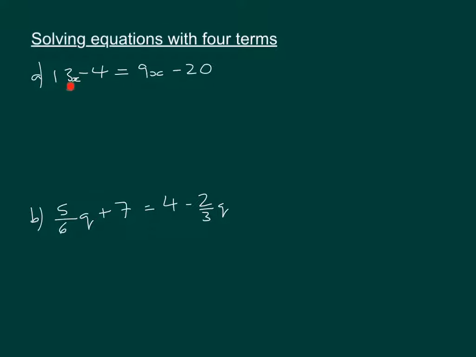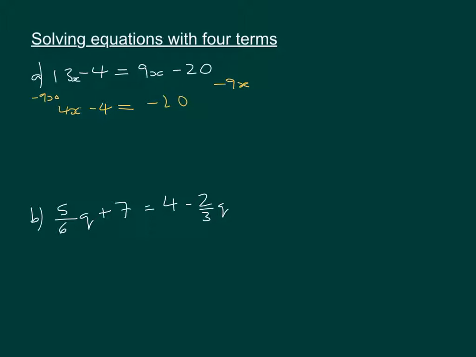So here it's 13x and here's 9x, so this is the larger one, so I'm going to get the 9x onto this side of the equation because that will give us a positive x. So to get that 9x onto this side, we have to subtract 9x from both sides, which is going to give us 4x, and we'll have minus 4 equals, that 9x will have gone, so we'll have minus 20.